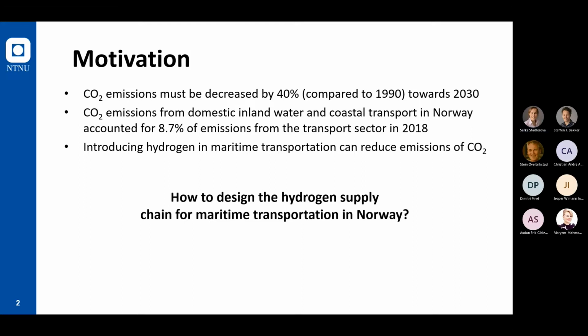So when we manage to introduce hydrogen as a fuel in the maritime sector, we can reduce the CO2 emissions significantly. And the main question in our PhD project is how to design the hydrogen supply chain for maritime transportation in Norway. Now let's have a look at the question a little bit more in detail.